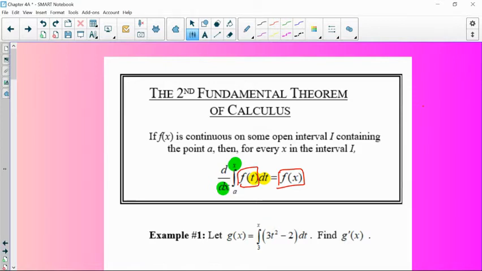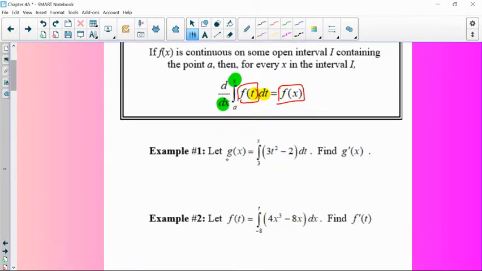You just have to have a little bit of a difference between what variable you are integrating and which variable you are differentiating. Okay, so for that first example, it's defining g as an accumulation function, right? So notice that g of x is defined by that x there, starting at 3, and going up to that variable x. And now it says find the derivative of g. So finding the derivative of g, since g is an accumulation function, the derivative of g is basically going to undo the antiderivative symbol.